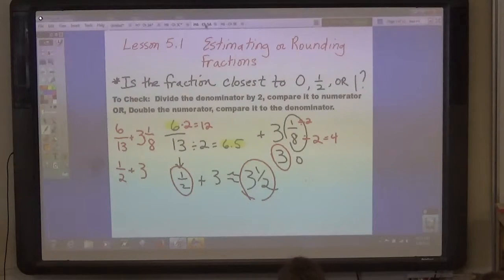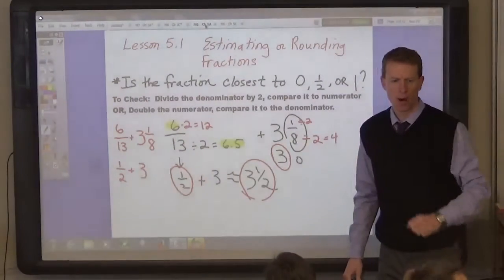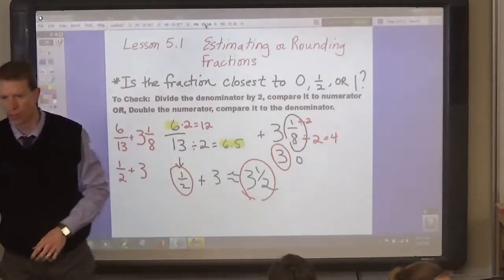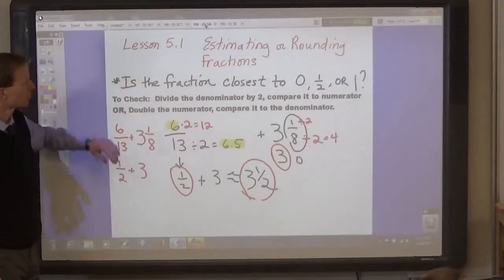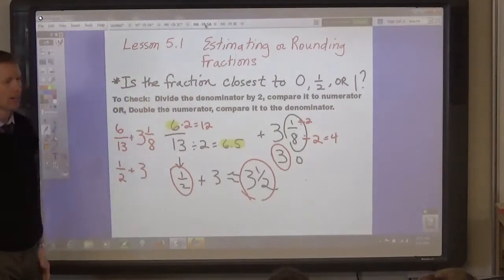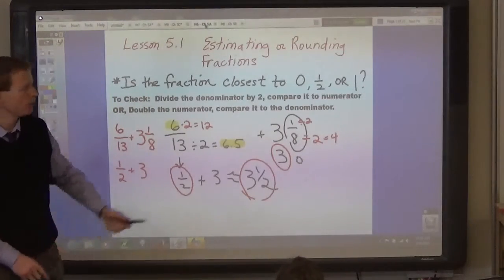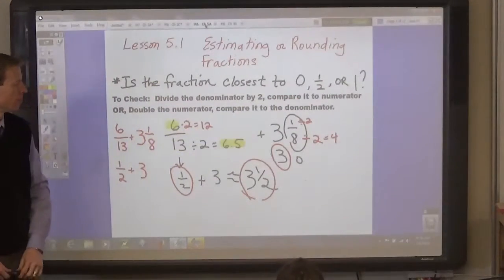Okay, sixth graders, let's review what we learned in chapter 5. We're at the end of the chapter, and you're going to do the pre-test for tomorrow. So let's go back to your notes and review everything that we've covered in chapter 5 so far, okay? We started with estimating or rounding fractions, figuring out if the fraction is closest to 0, 1/2, or 1.